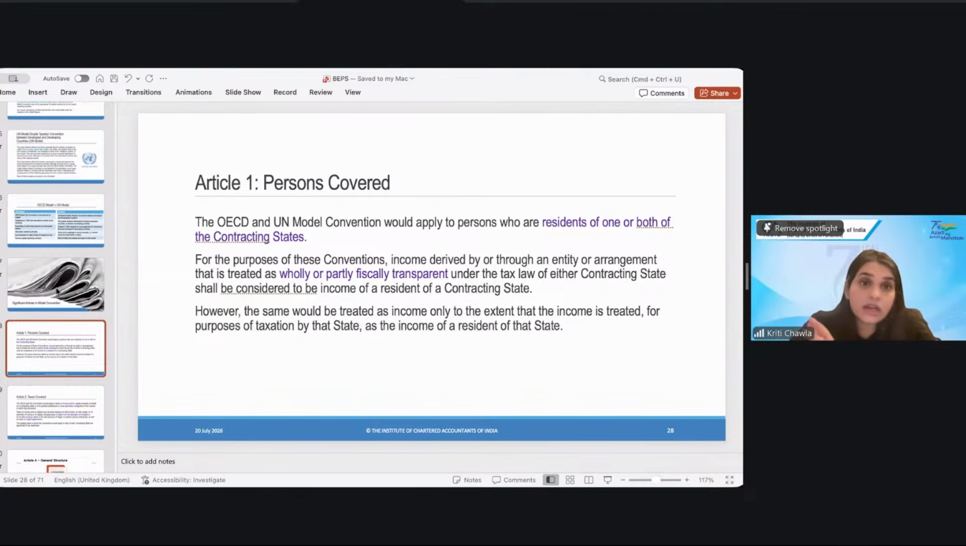If not, there are issues of something called treaty shopping. But you have to be resident of one or both of the contracting states so as to be able to take benefit of a particular tax treaty. Now, the income which is derived through an entity or an arrangement that is treated as wholly or partly fiscally transparent shall be considered to be the income of a resident of a contracting state, but only to the extent that the income is treated as the income of a resident of that particular state.